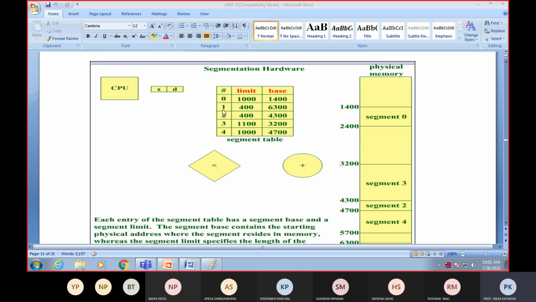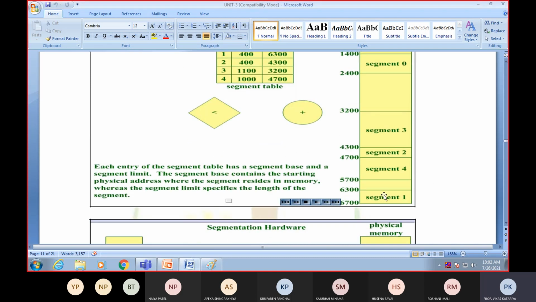Now similarly, segment number 1 has base address 6300 and the limit is 400. So segment number 1 can contain only 400 lines. 6300 is the starting point. Let's understand where segment number 1 is. This is segment number 1. It starts from 6300, which is the base address, and it can contain only 400 lines. So 6300 plus 400 goes to 6700.